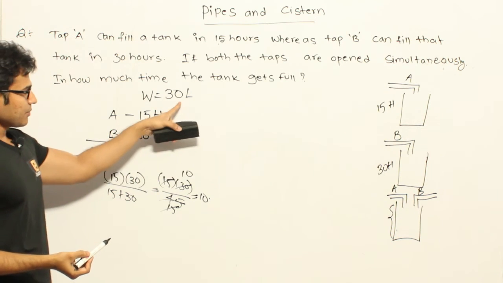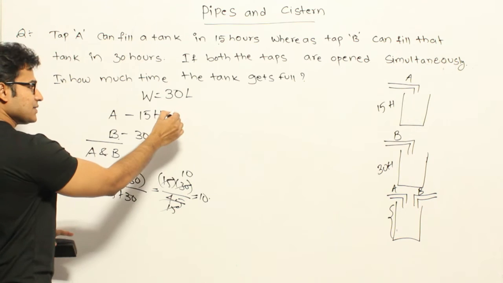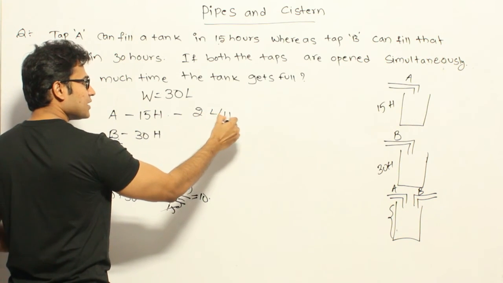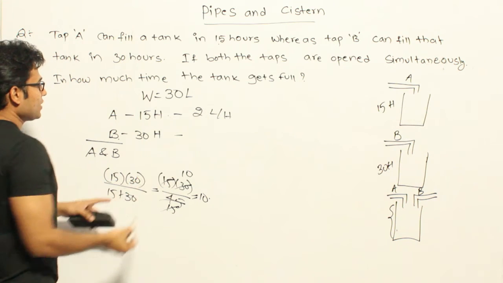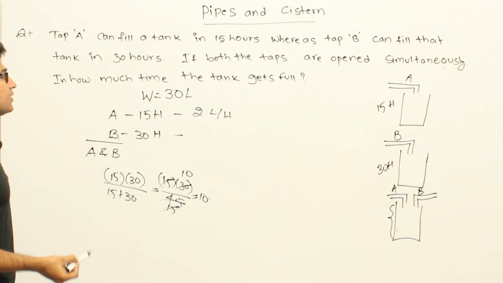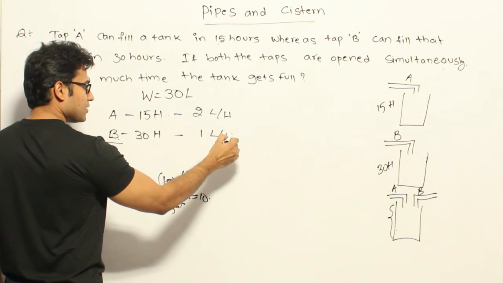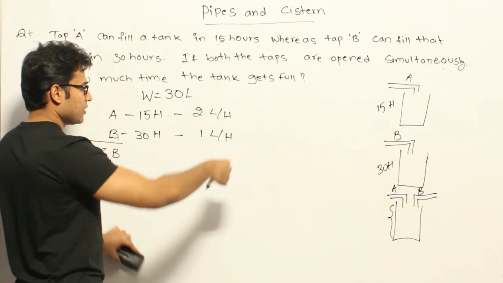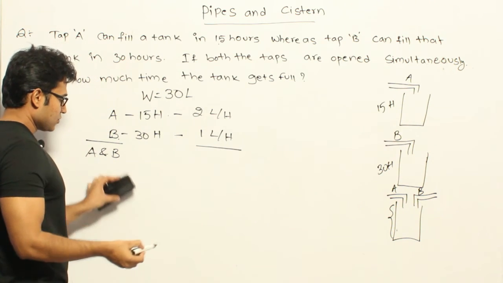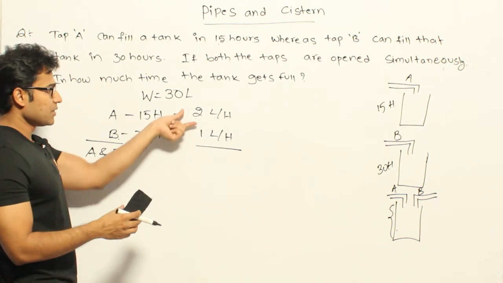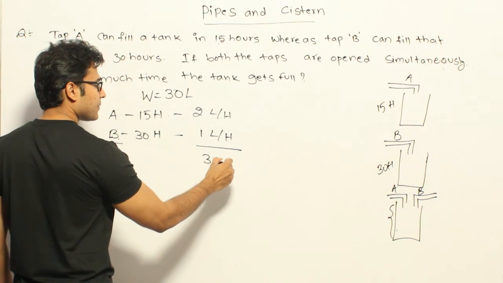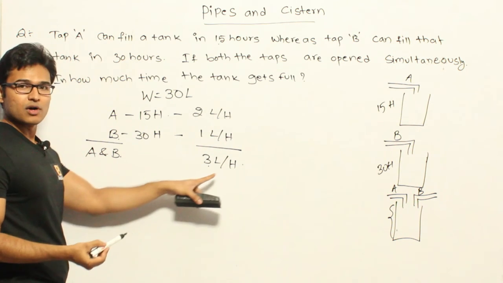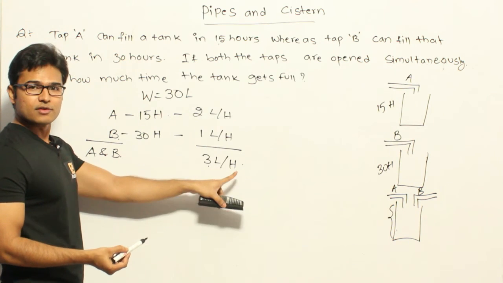Now if I assume that the total capacity of the tank is 30 liters, then what is the rate at which A is filling the tank? 30 by 15, which means 2 liters per hour is the rate at which A is filling the tank. And similarly, what is the rate at which B is filling the tank? 30 by 30, which means 1 liter per hour. Now when I open both of them, obviously the tank is going to be filled at a faster rate, and that rate will be equal to 3 liters per hour, isn't it? Therefore, when they are operating together, 3 liters can be filled in 1 hour.